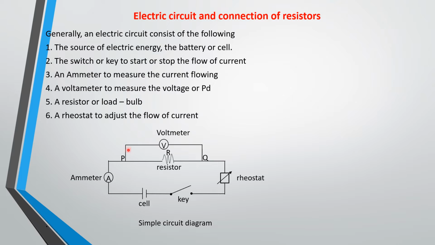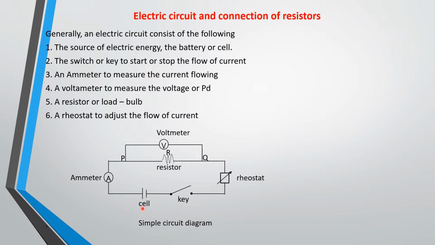Okay, but before we talk about resistors in series and that series connection, we need to know, though we've discussed electric circuits in our previous class, so this is just like a summary. So basically an electric circuit consists of the following. This is just a diagram of a typical electric circuit, right? So one, it contains the source of electric energy, which is the battery, and the battery is also known as a cell. Okay, then it has a switch.